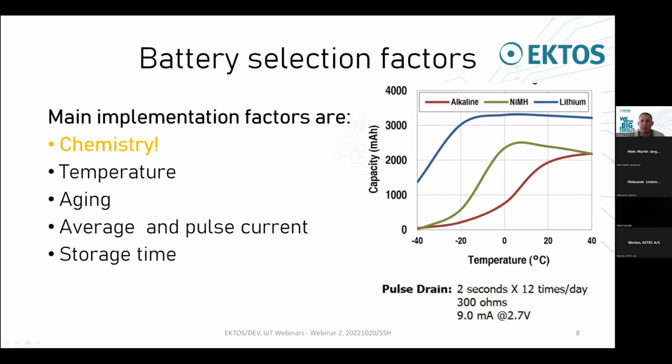Then we have average and pulse current, which the battery can provide. For an IoT product, it's a very important parameter, assuming that it has a radio frequency technology in it, and usually the radio transmission pulse currents are 100 or even 1,000 times over the average. It's important to have a battery which can withstand these kinds of pulse currents. Here at the bottom, we have an example for a coin battery.